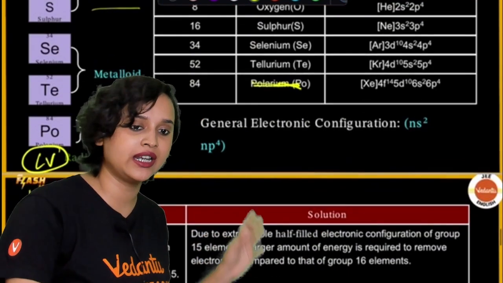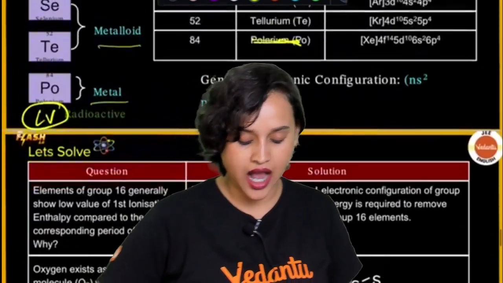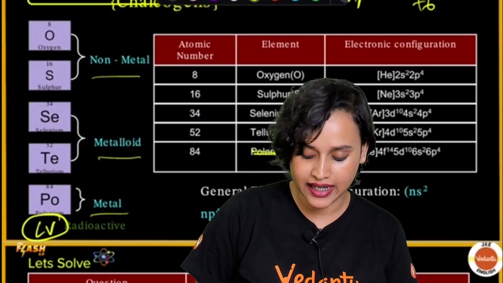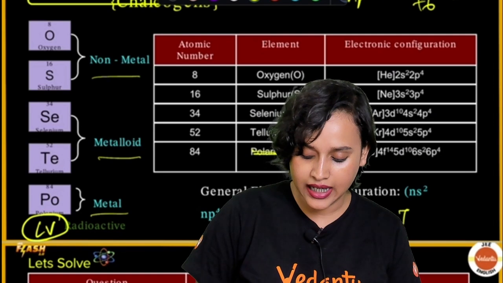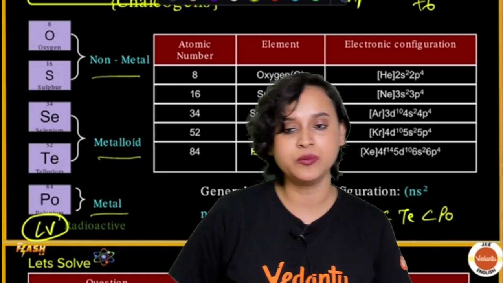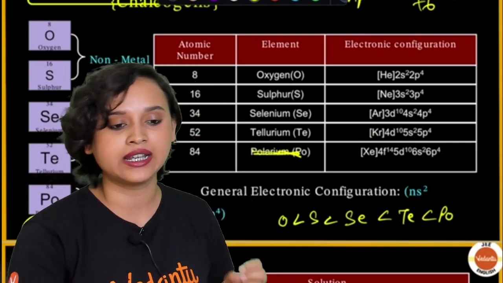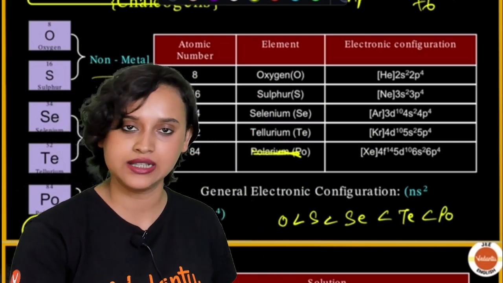The atomic and the ionic radii increase as you go down the group. How do they increase? They increase as O, then S, then selenium, then tellurium, and finally polonium. This is how the atomic and the ionic radii increase.